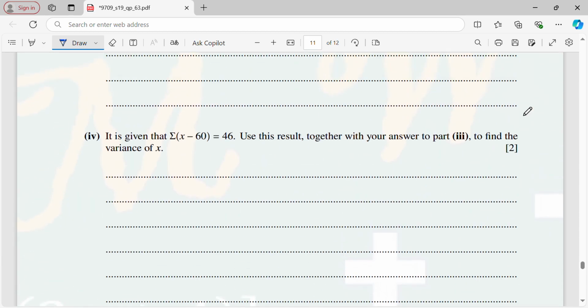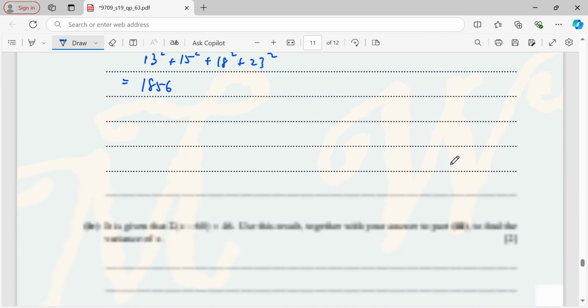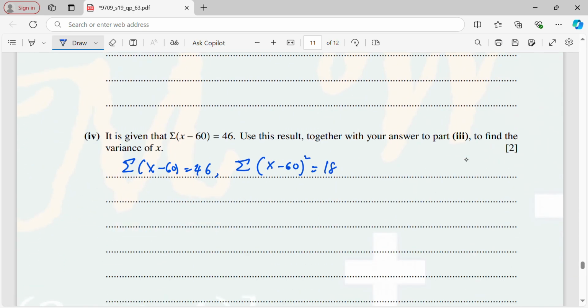Okay, now part 4. It is given the summation of x minus 60 is 46. Use this result together with your answer in part 3 to find the variance of x. So now, summation of x minus 60 equals 46. Summation of (x minus 60) squared, just now I found 1856. And now we need to find the variance of x.